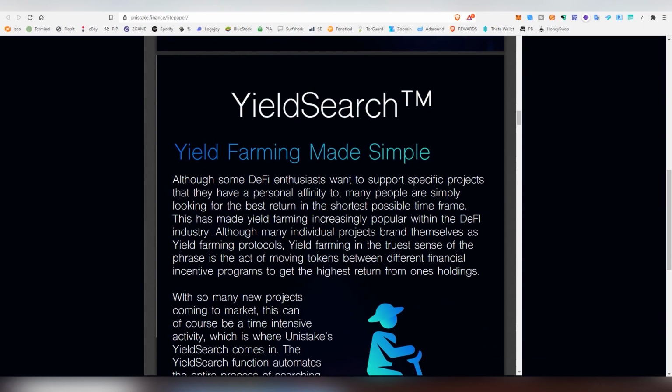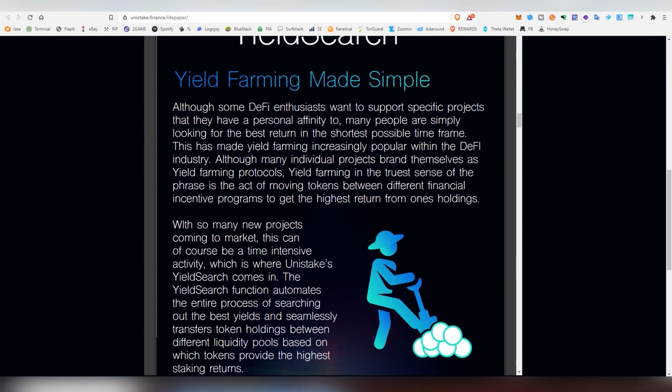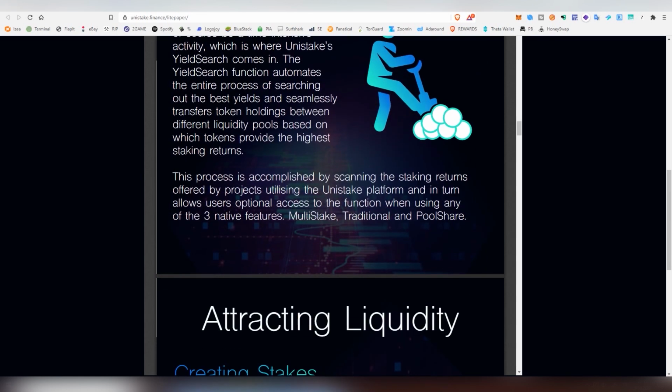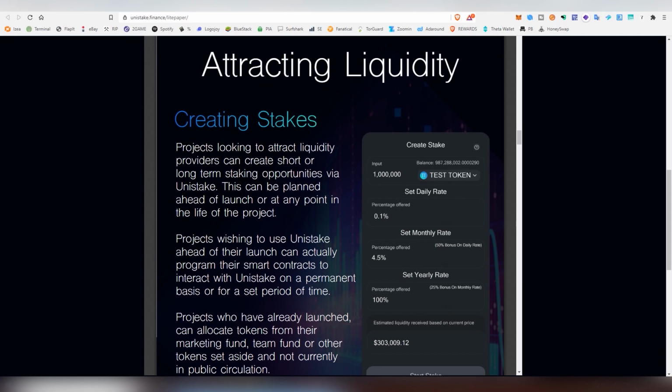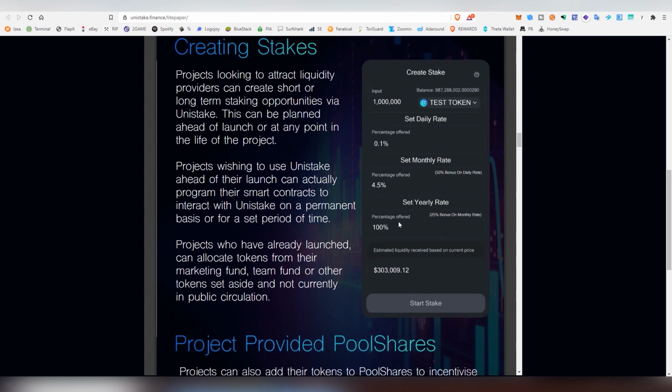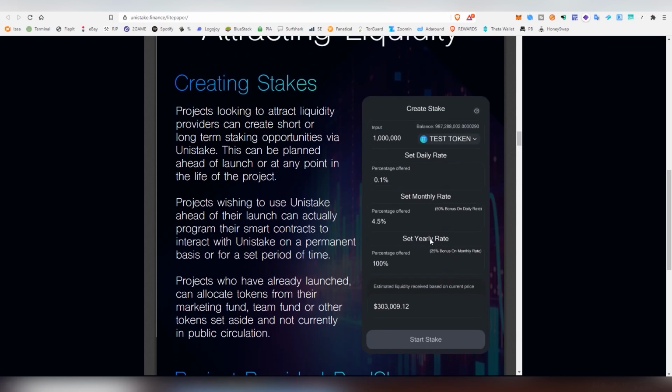And then there's the yield farming, yield search, which is not available yet. This one could also be a very interesting thing in the future. And obviously, the liquidity is more attractive to this service because you can get a lot more through the staking rewards that are going to be happening on the platform.